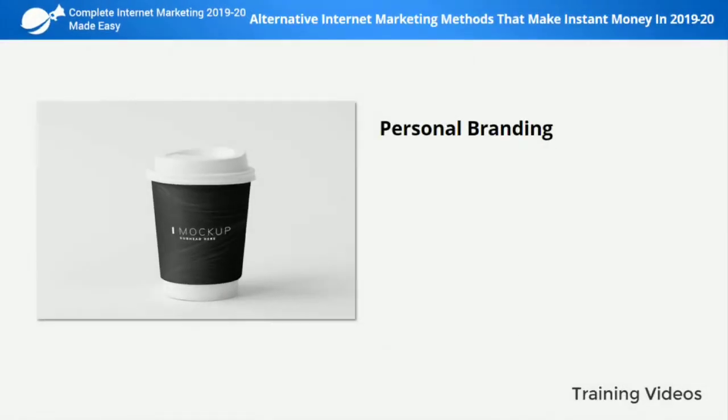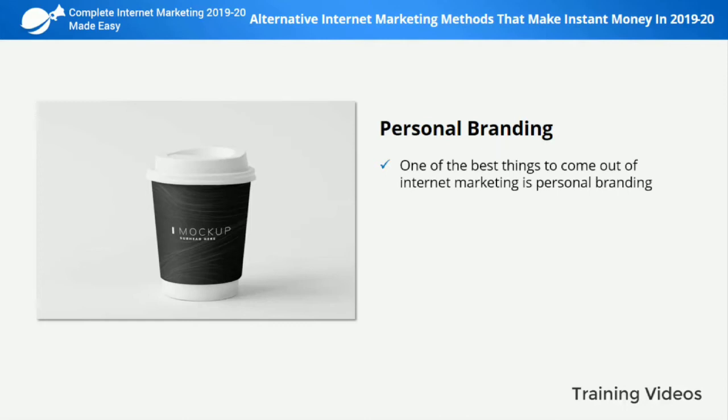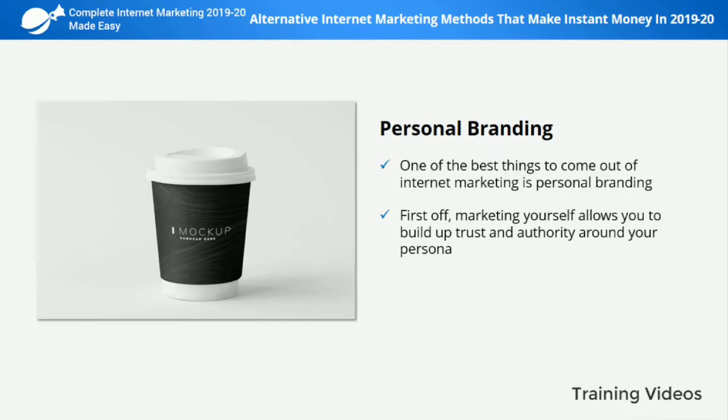Personal branding. One of the best things to come out of internet marketing is personal branding. Personal branding is the process of marketing yourself, and there are several benefits of doing it. First off, marketing yourself allows you to build up trust and authority around your persona. When you build a personal brand, it gets easier to promote a larger business, as people have already learned to trust you and your personal brand.